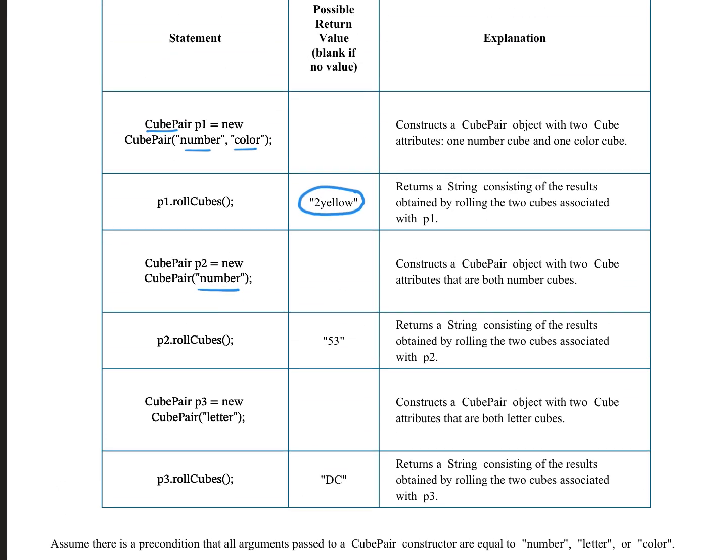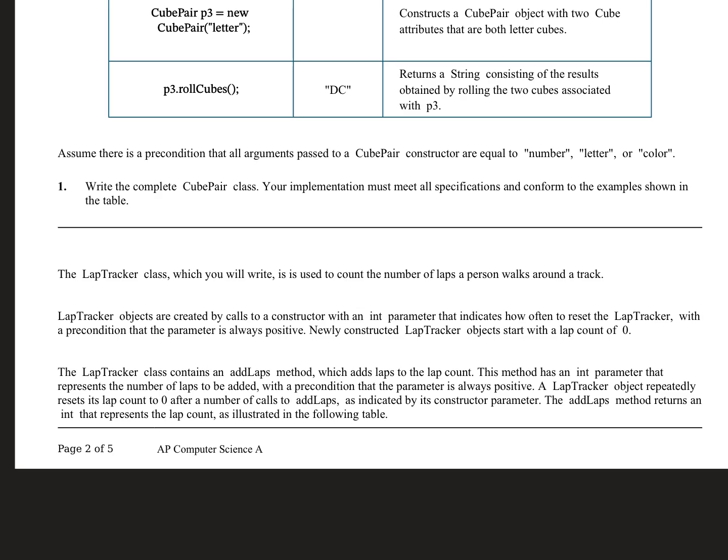Lap tracker. A lap tracker we will write, and this is your logic one, I believe. A lap tracker object is created with a call to a constructor with the int parameter that indicates how often to reset the lap tracker. So I'm going to call that number of calls, because that's how many times we can add laps before we have to reset it back to 0. So think of that as like 7 days. Every 7 days, we're going to reset our Fitbits.